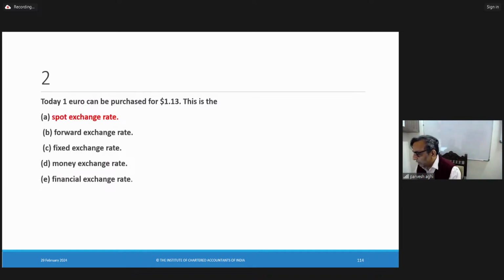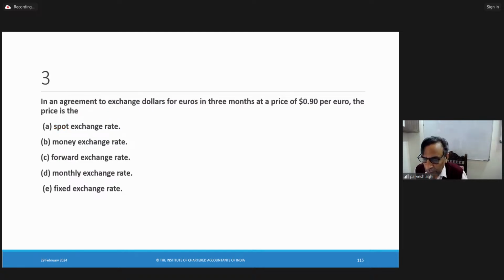So I think by now you might have attempted your answers. Second one is A. Is that okay? Absolutely right. Now, third: in an agreement to exchange dollars for euros, the 3-month spot rate is dollar so much. The price is a spot exchange rate, money exchange rate, forward exchange rate, monthly exchange rate, or a fixed exchange rate.